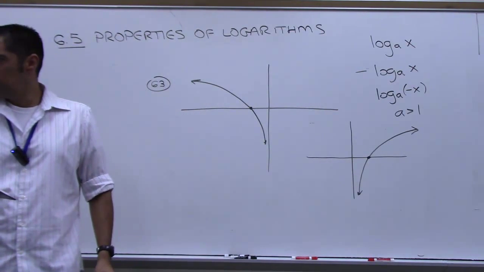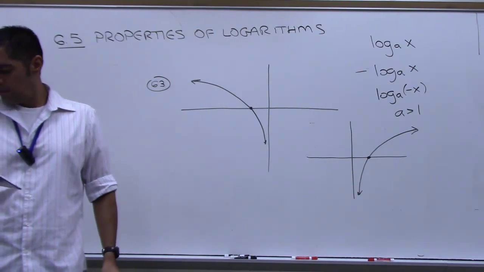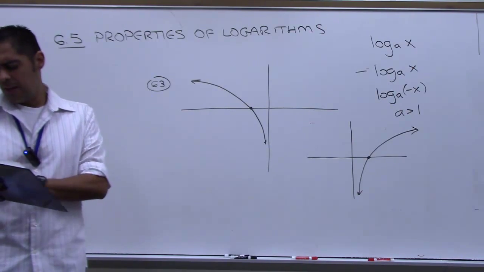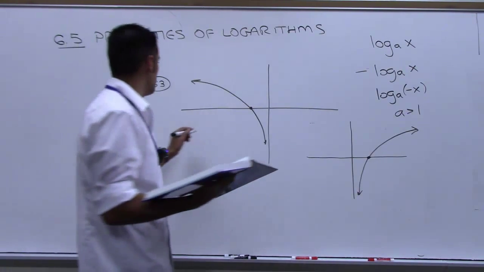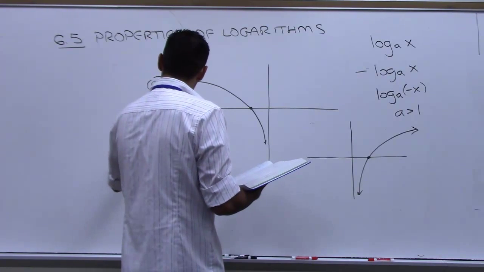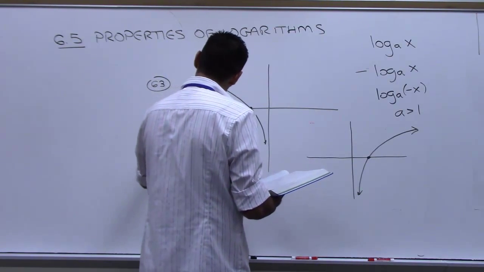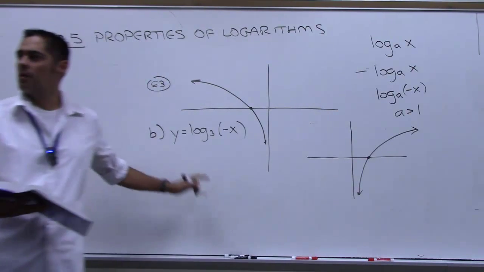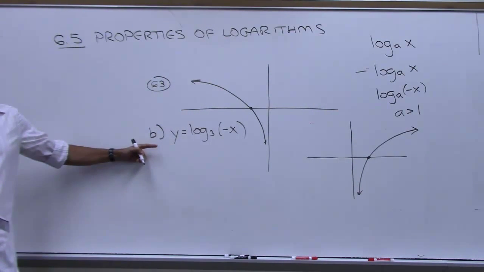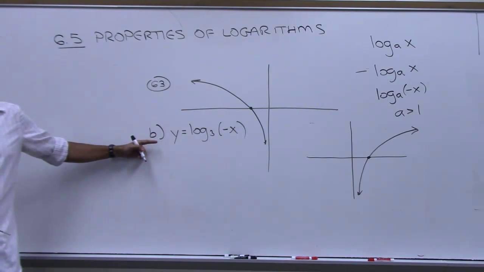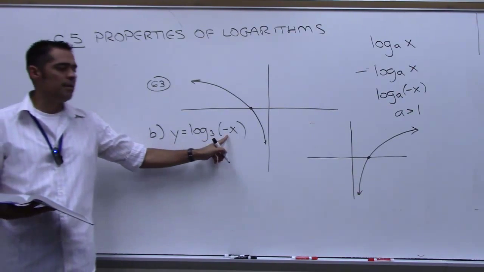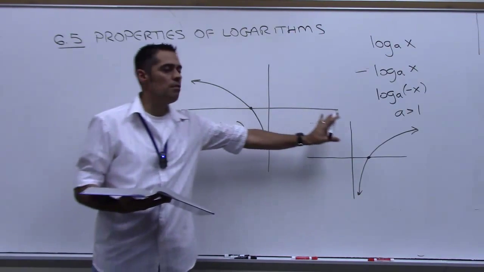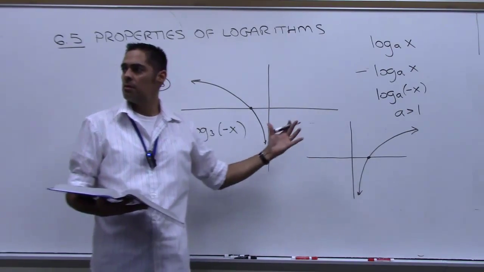Which one? B? Do you know what the answer was? Yeah, it says the answer is B. So your choice for B is y equals log base 3 of negative x. That's the correct answer. So do you see why that's the correct choice now? Because it's the negative inside the log that gives you reflection over the y-axis.